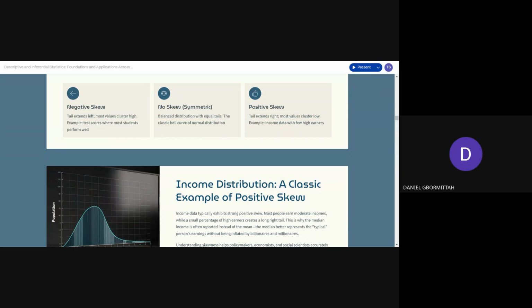When it is skewed to the right, that is positively skewed. It means that the mode is less than the median, and the median is less than the mean. It means that a few large values pull the mean to the right. A few large values pull the mean to the what? To the right.